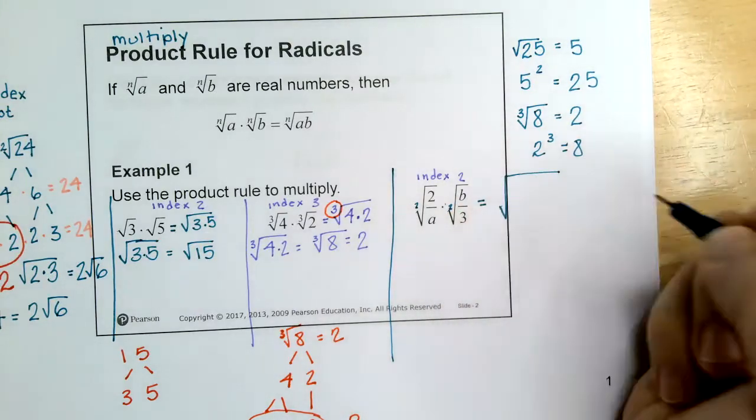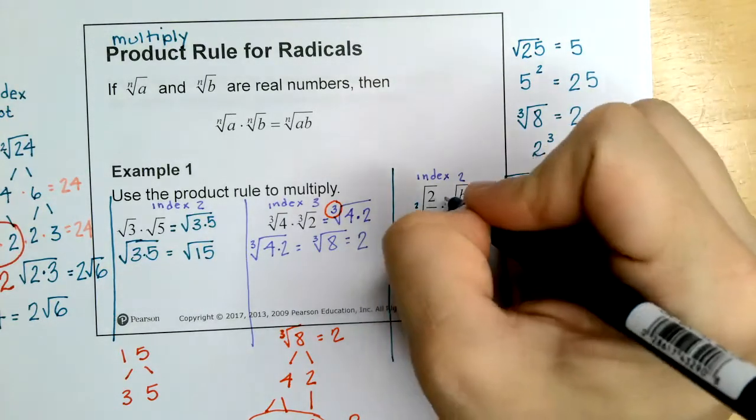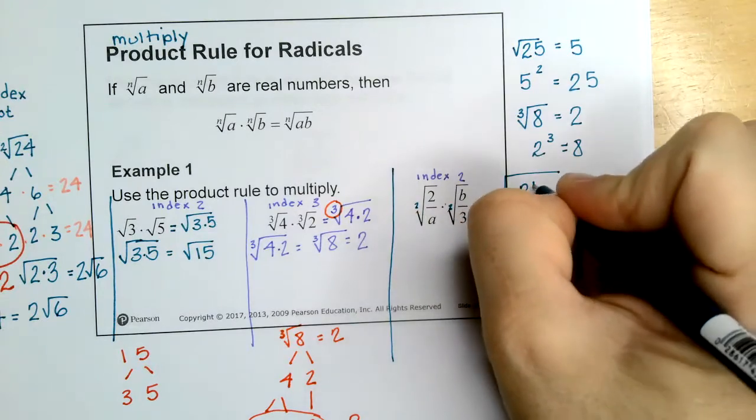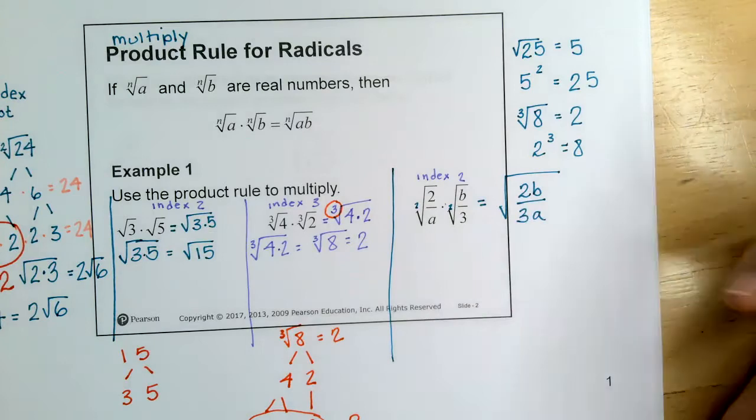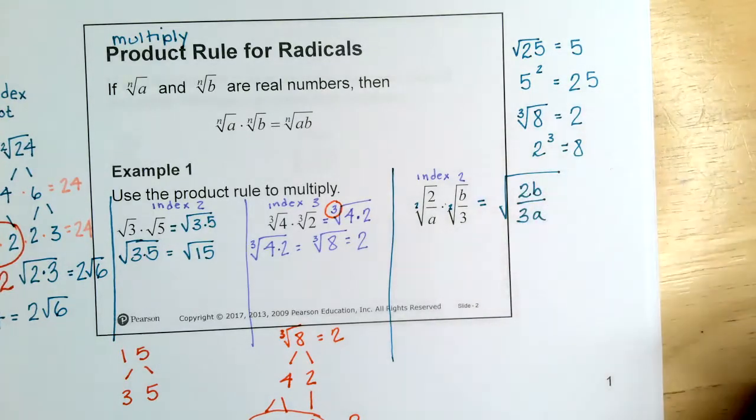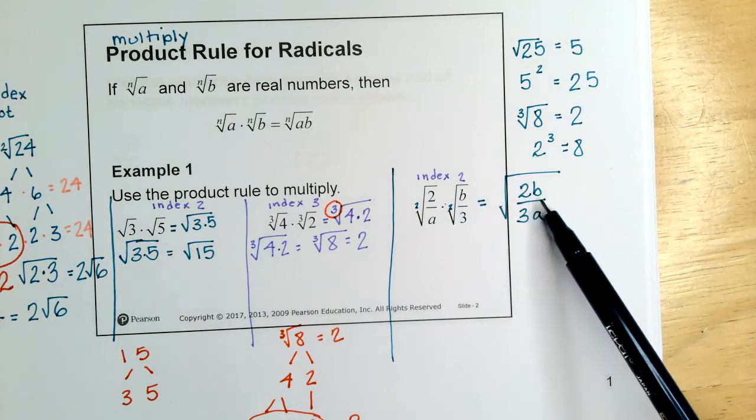And we're just going to multiply straight across the fraction. So remember, we put everything under the radical together. 2 times b is just 2b. A times 3 is just 3a, right? So we have the square root of 2b over 3a. That's all we can do with that one. We can't simplify it because of the variables.